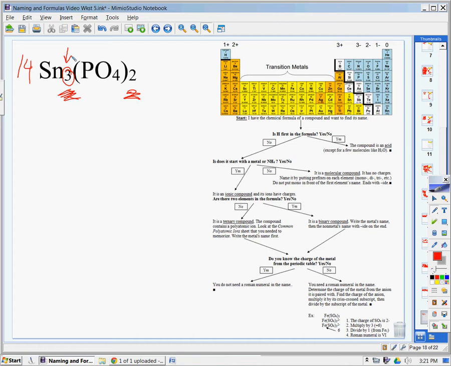All right, let's go down the flow chart. H first? No. Does it start with a metal? Yes, it's ionic. Are there two elements? No, there's 1, 2, 3: tin, phosphorus, and oxygen. So it's a ternary compound. It contains a polyatomic ion. Look it up. It's phosphate. All right. Then write the metal's name first. It's tin.